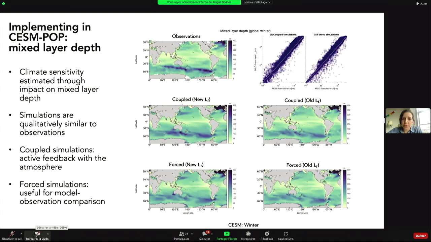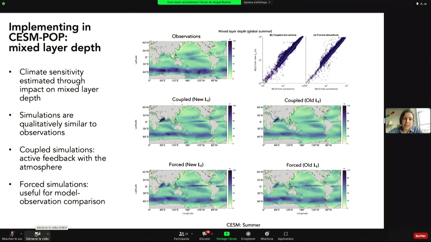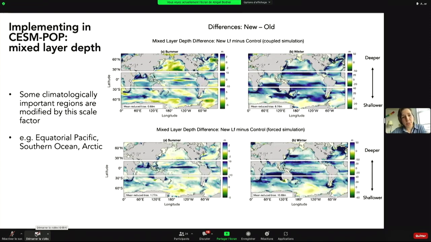We tested this also for winter and also for summer. And we do see that these general patterns on both the coupled and the forced generally still resemble observations. But there are changes. The changes are more regional, and where the changes are observed are important climatologically, and there are different regions that have different impacts based on the change of the scale.